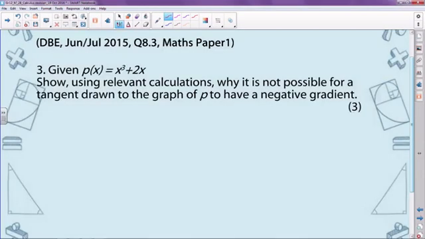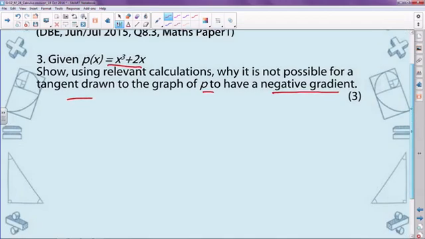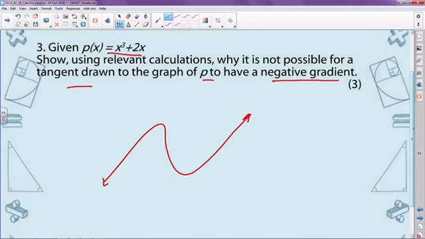So you've got a function p of x, so it's a cubic function. They say, show using relevant calculations why it's not possible for a tangent drawn to the graph of p to have a negative gradient. So remember, a tangent is going to touch a graph at just one point. So I'm going to make a rough sketch of p of x. Okay, so that's our cubic function. We don't know where the tangent to the graph touches the graph. So let's just say it's somewhere there that it touches your graph.